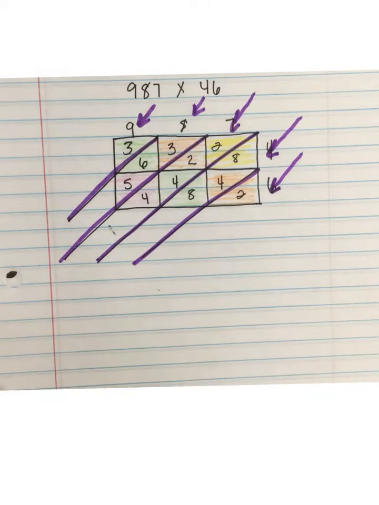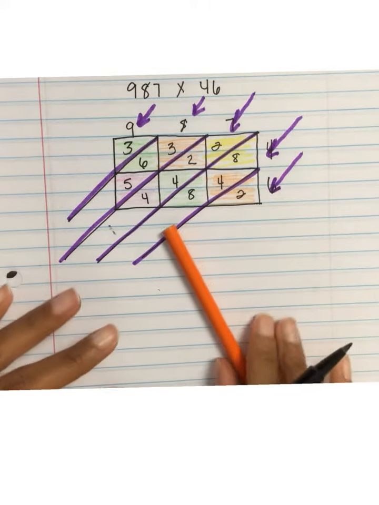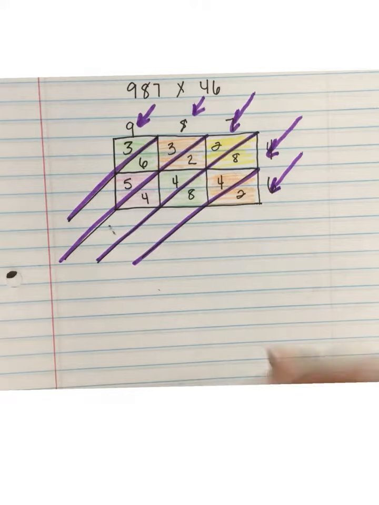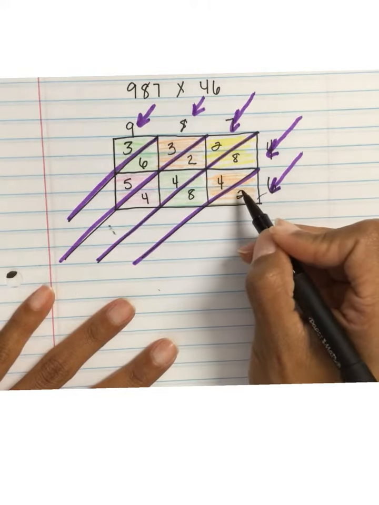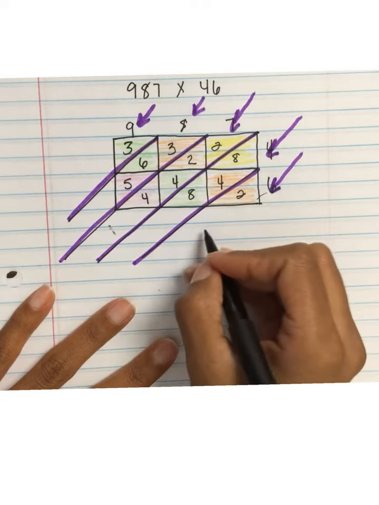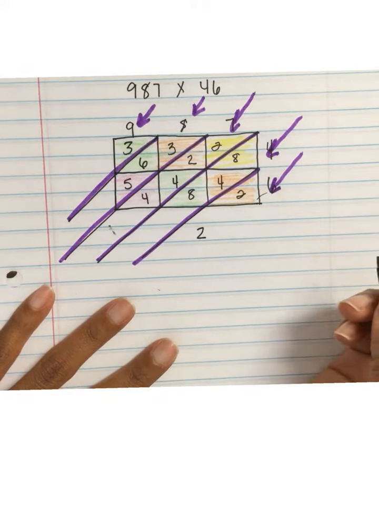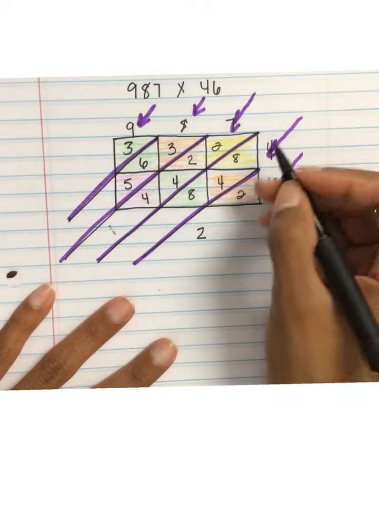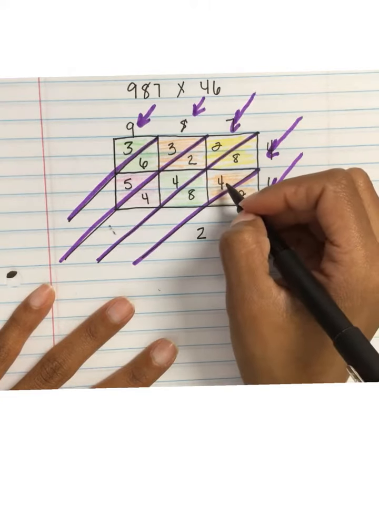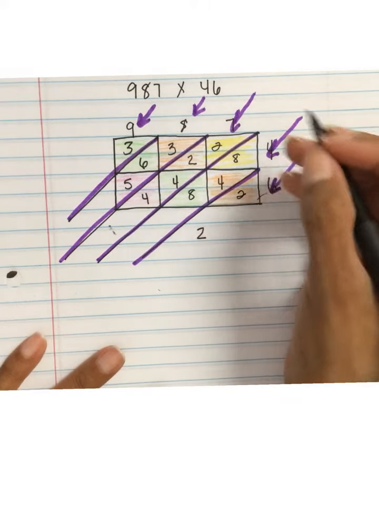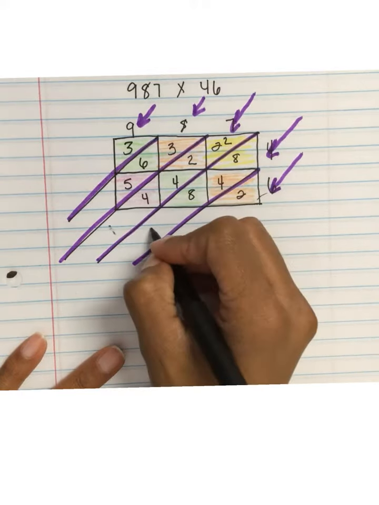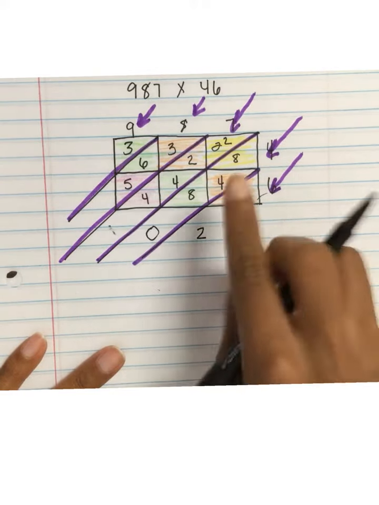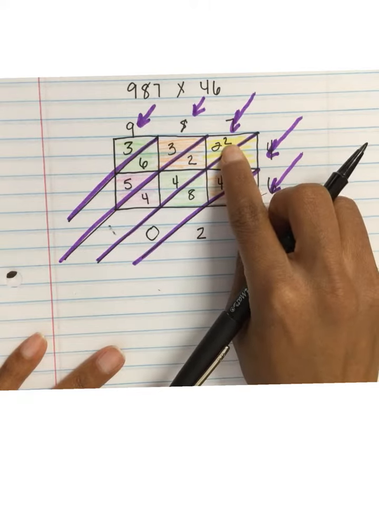And what we're going to do is we're going to add up the numbers that are in each of these lanes. So the lane for the 6 here, I only have a 2. And 2 plus nothing equals 2. On the next one, we have 8 plus 4 plus 8, which is 20. We're going to carry the 2 and write the 0. And we're going to carry the 2 on the very next lane.